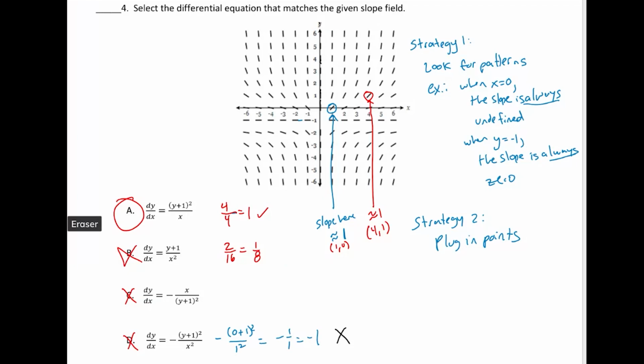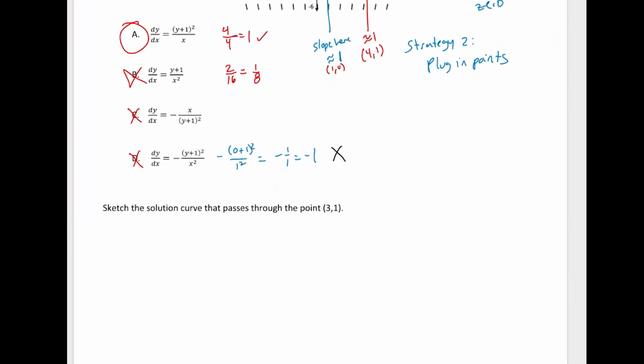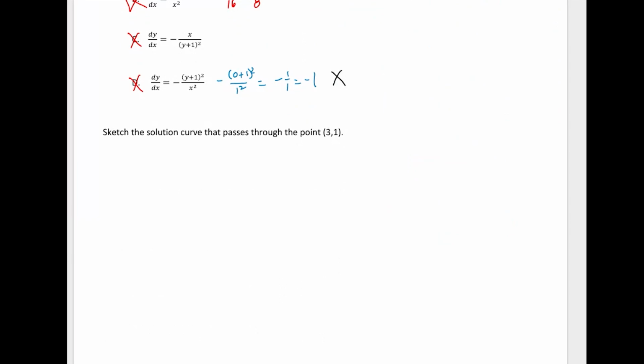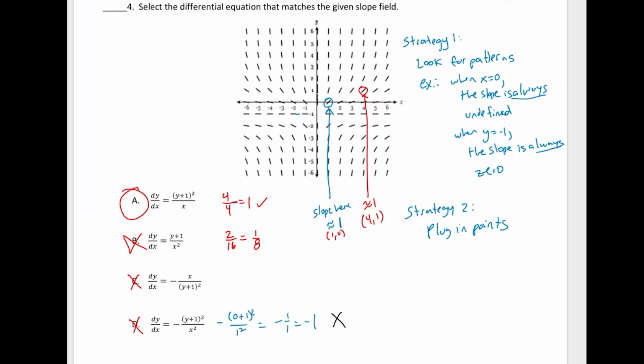Okay, so those are just two strategies that you can use to solve a question like this. These slope field questions can be a little tricky. But one last thing before we're done for today is I want us to sketch the solution curve that passes through the point 3, comma 1. So it passes through the point 3, comma 1. We know for certain that the slope is going to be approximately right there at 3, comma 1. And so what we're being asked to do is to basically sketch the curve that passes through that point.